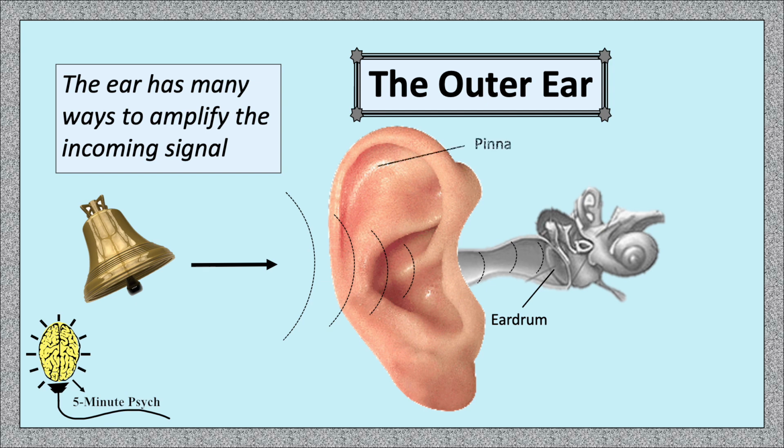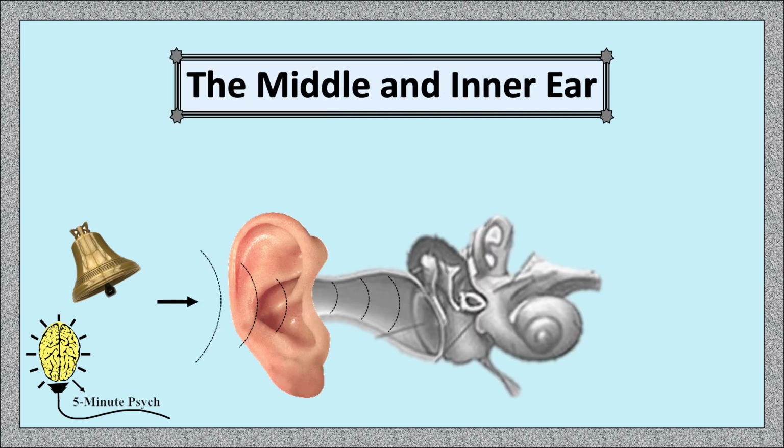First, the pinna, or the visible part of the ear on the outside, is shaped to collect the sound waves and funnel them toward the auditory canal. The auditory canal itself narrows as it moves toward the eardrum, and this shape serves to amplify the sound waves. This ensures that the eardrum receives the most amplified wave possible, causing it to vibrate at a frequency that matches the incoming sound waves. On the other side of the eardrum is the middle ear, composed of the three smallest bones in the human body, called the ossicles.